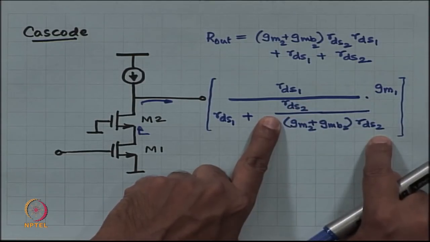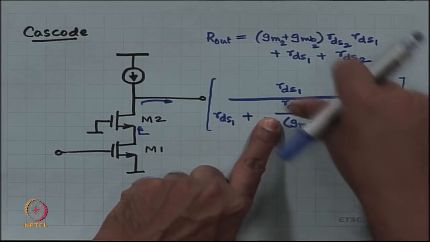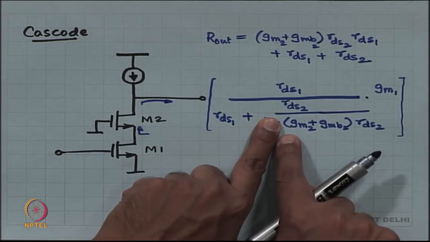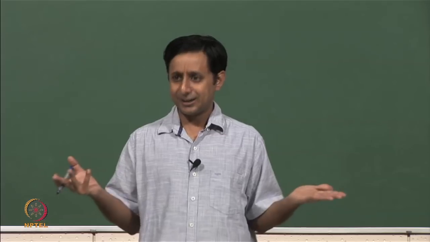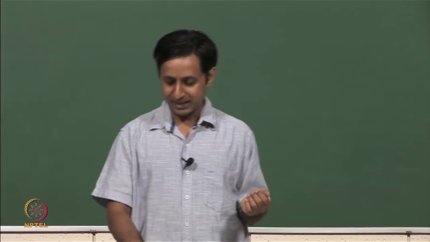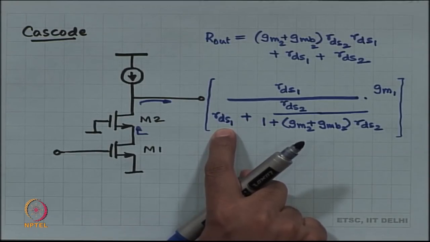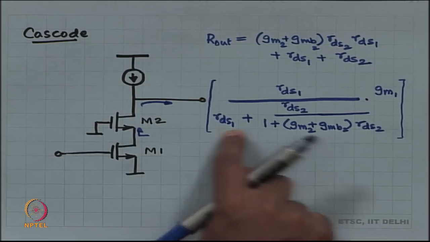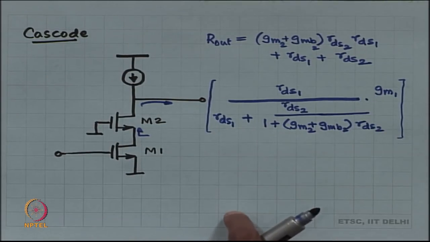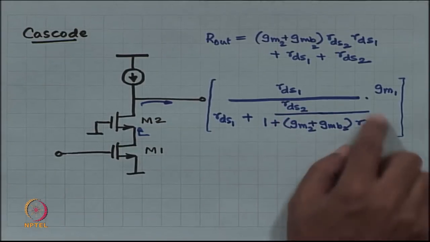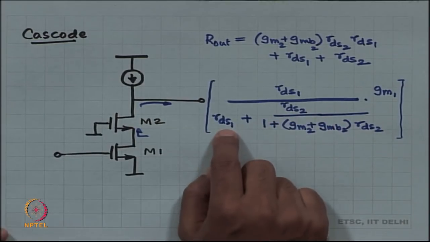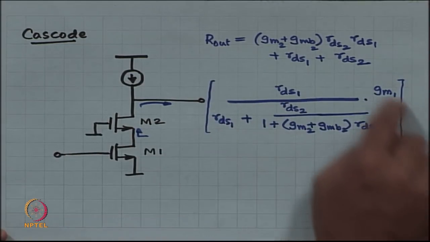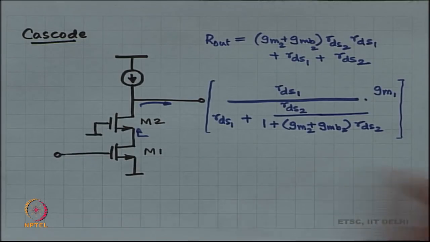Now, RDS2 cancels out, and therefore, this entire thing is just 1 by GM2 plus GMB2. The transconductance of the second MOSFET is hopefully larger than 1 by RDS1, or in other words, RDS1 should be much larger than 1 by the transconductance. In other words, this entire term is going to be more or less close to 0 compared to RDS1, which means that this entire fraction is more or less equal to 1.